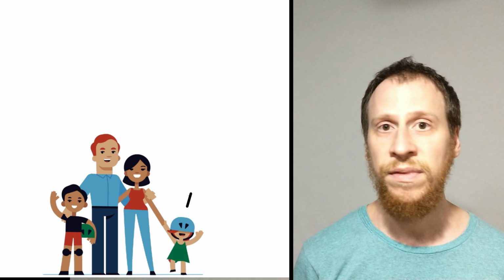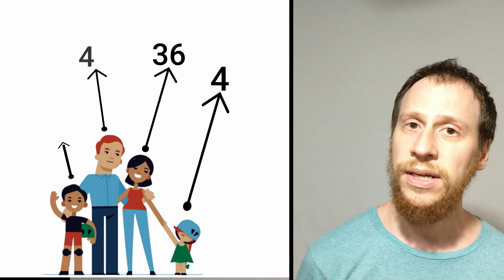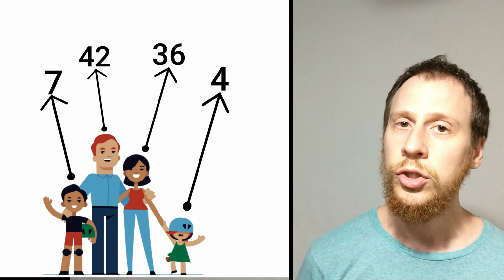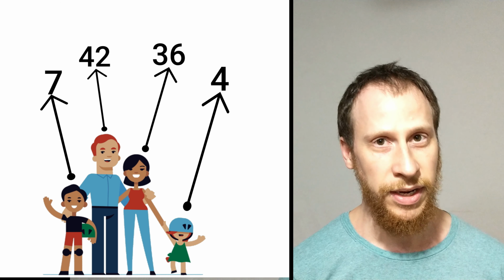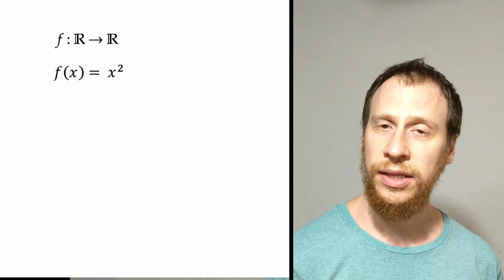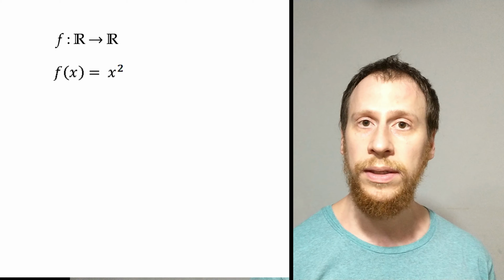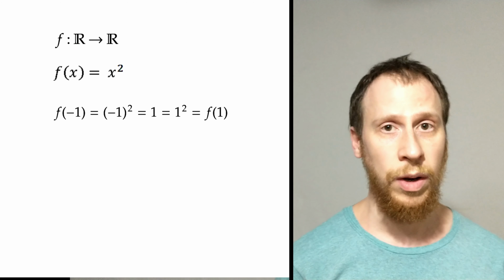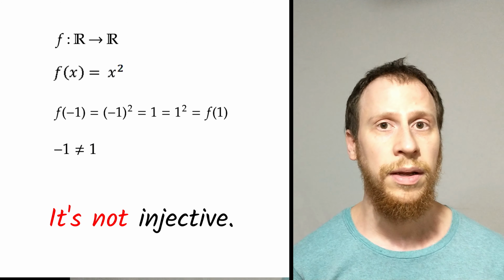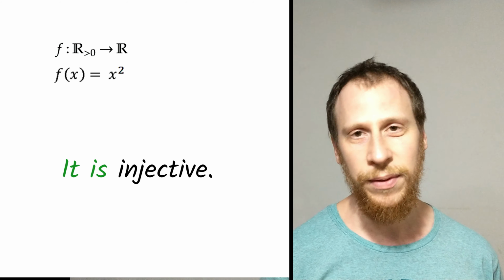But if we consider this function only over a family, mom, dad, and two kids, all with different ages, then this function will be injective because we will not be able to find two members of that family with the same age. Another example, the function x squared is not going to be injective when we consider its domain to be all the real numbers. For example, minus 1 squared equals 1 squared equals 1, and of course 1 and minus 1 are different numbers. But if we consider this same function only over the positive real numbers, then it actually will be an injective function.